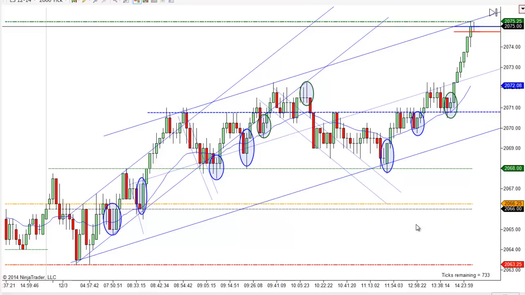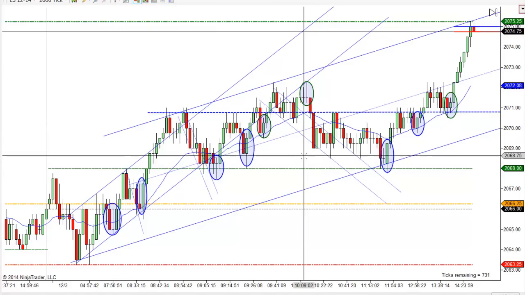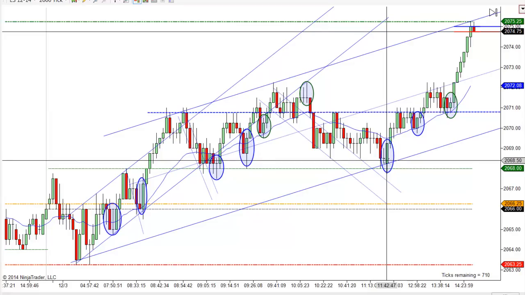Some people get confused about that, but generally your correction after a break of a trend and a new high is about a minimum of an hour. And this started a little after 10 o'clock and ended a little before noon, so that's about an hour and a half.